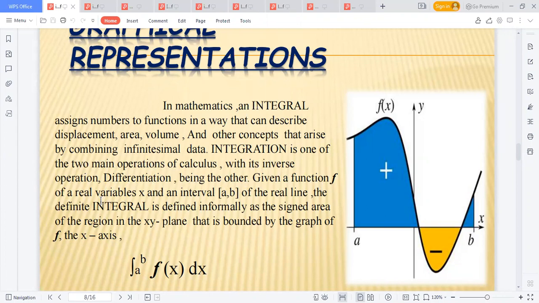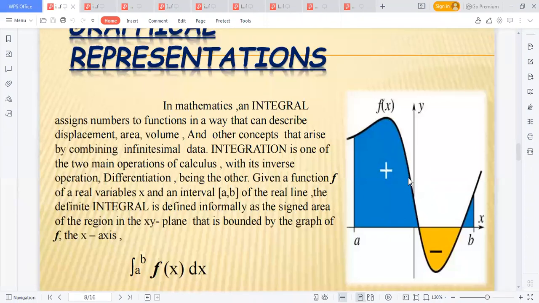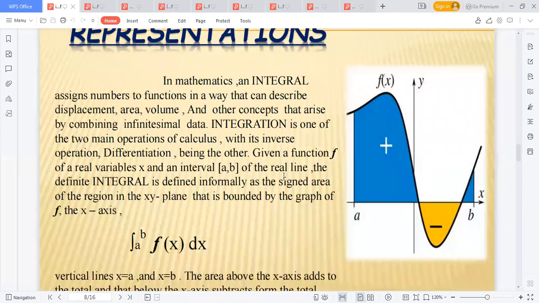Given a function f of a real number, suppose we have to integrate the function f of x within the interval a b. Suppose this is the interval a and b, and this is the curve f of x. So this is an area, and this is another area in the negative part, and this is a small area in the positive part. So we have to integrate to find these three parts at a time. In this case, we have to use integration.